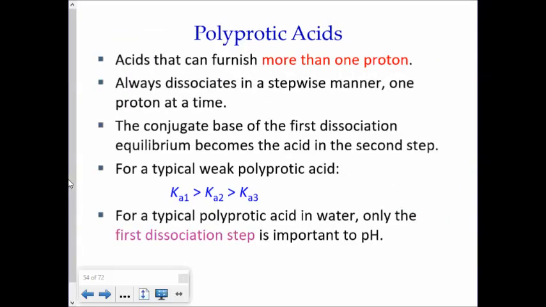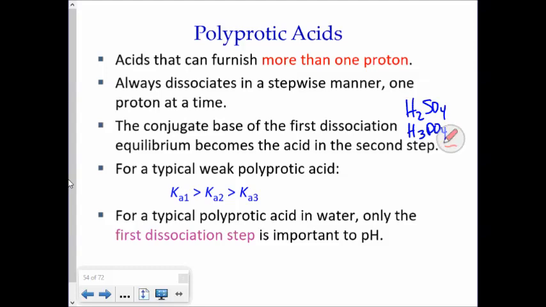Now for polyprotic acids. Polyprotic acids are the ones that can have more than one H that they can give to the solution. So this is going to be like phosphoric, like sulfuric. These guys have more than one H on them, so they have the ability to donate more than one H. But there's a couple things you need to realize about polyprotic acids. They dissociate in a stepwise manner, so the H's don't all come off at once.